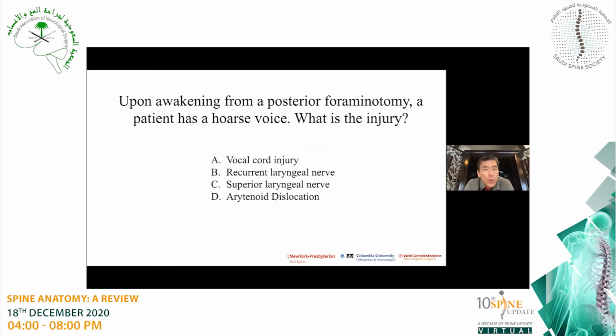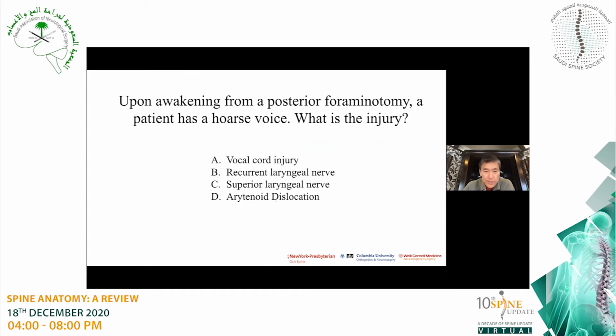Now, upon awakening from a posterior foraminotomy, no anterior procedure, the patient has a hoarse voice. What is the injury? Did they injure the vocal cord? Did they injure the recurrent laryngeal nerve? Did they injure the superior laryngeal nerve? Or was it an arytenoid dislocation?